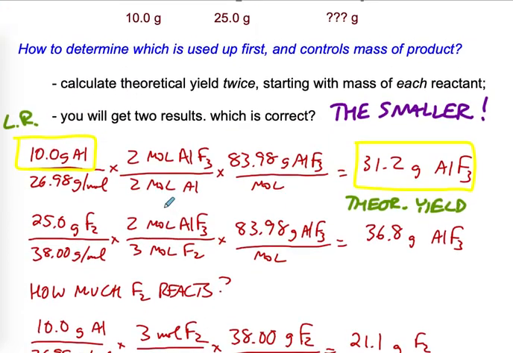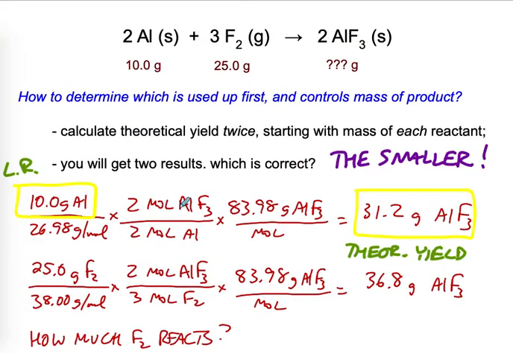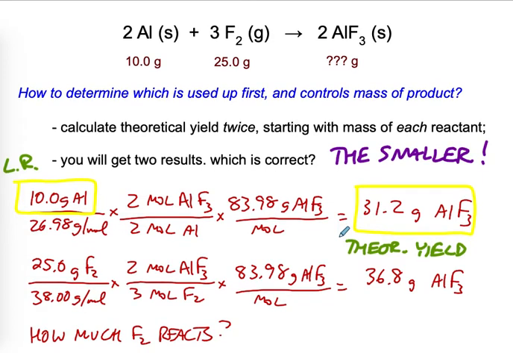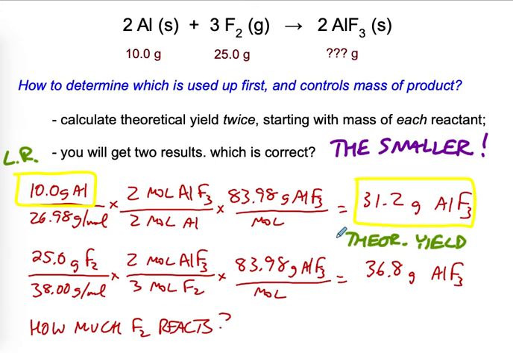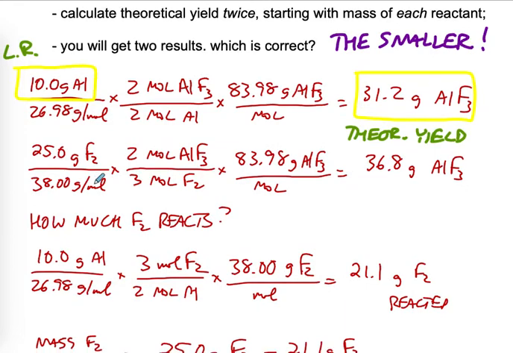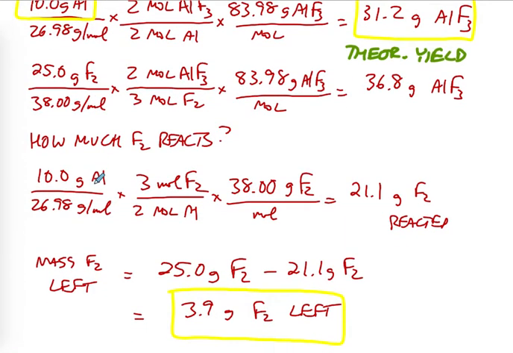So to review, given the masses of each reactant, I determined the theoretical yield by calculating the theoretical yield twice and choosing the smaller result. The reactant that gave me that, in this case aluminum, is the limiting reactant. And then by using the limiting reactant, I calculated how many grams of the excess reactant reacted, and by subtracting that from the mass of the excess reactant I started with, figured out how much was left over.